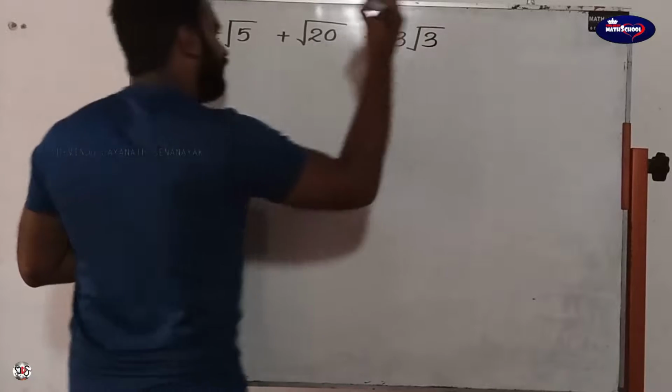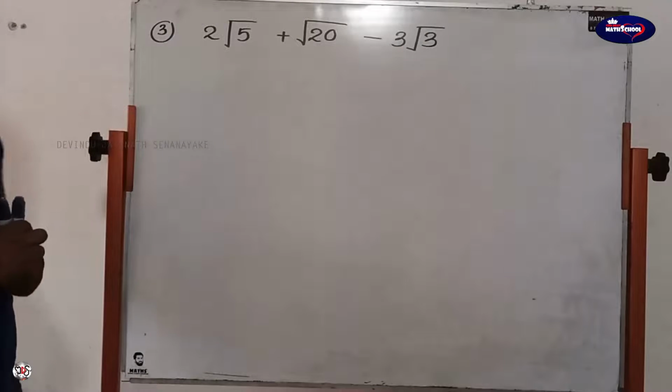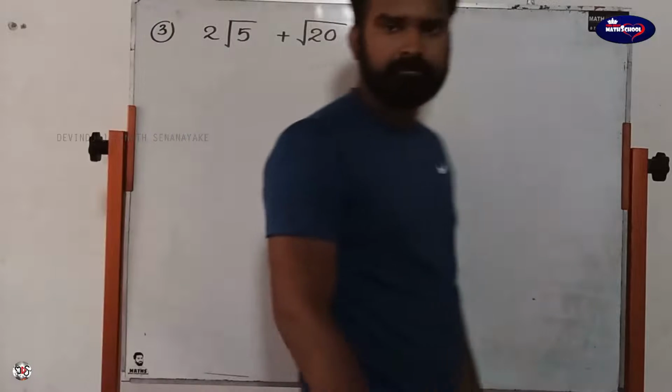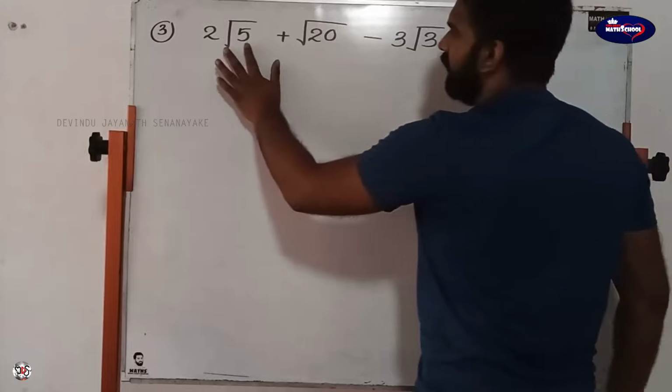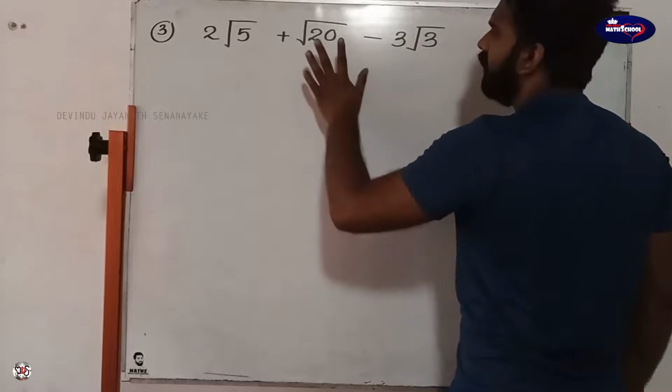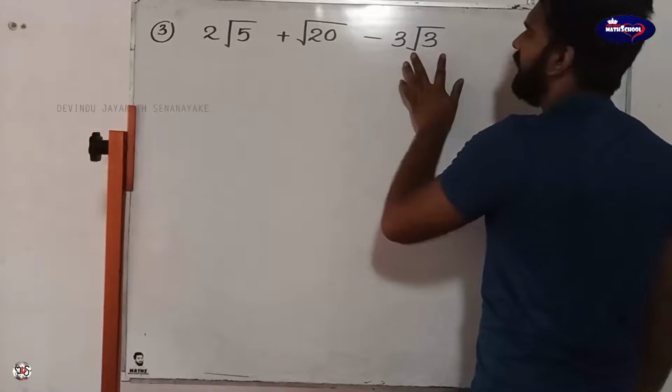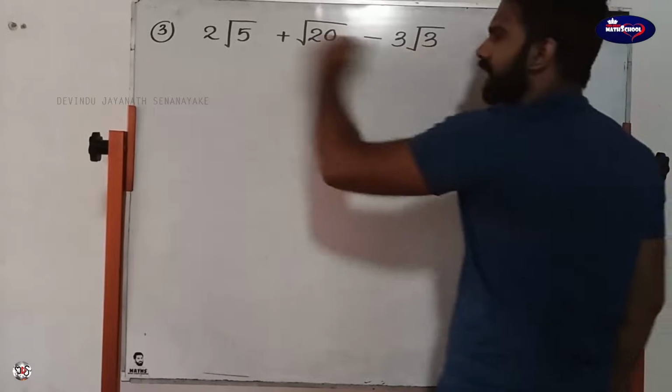Right. So how are we going to simplify this? Are there any like terms? No. Here you have square root of 5, here you have square root of 20, here you have square root of 3. So should we keep the answer like that?